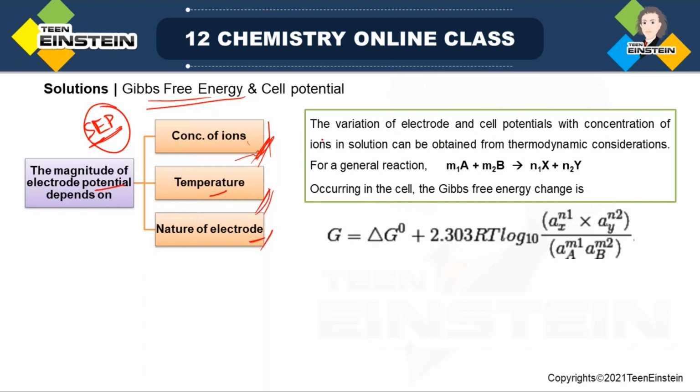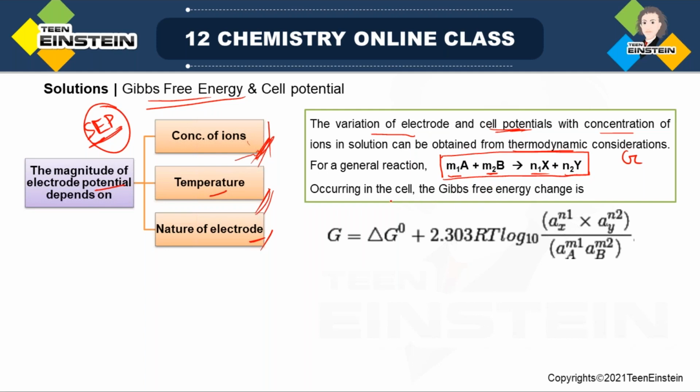Now this variation of electrode and cell potential, basically the variation of cell potential with concentration of the ions, can be obtained from thermodynamic consideration, that means from the consideration of G. But how is it so? Just look at this expression. This is a general reaction. M1 is the coefficient of A, M2 the coefficient of B, N1 and N2 the coefficients for X and Y. These two are products. So from the starting materials A and B, you are getting X and Y.